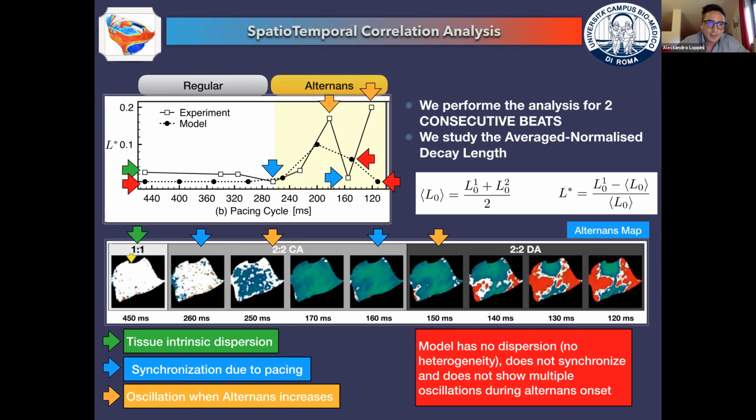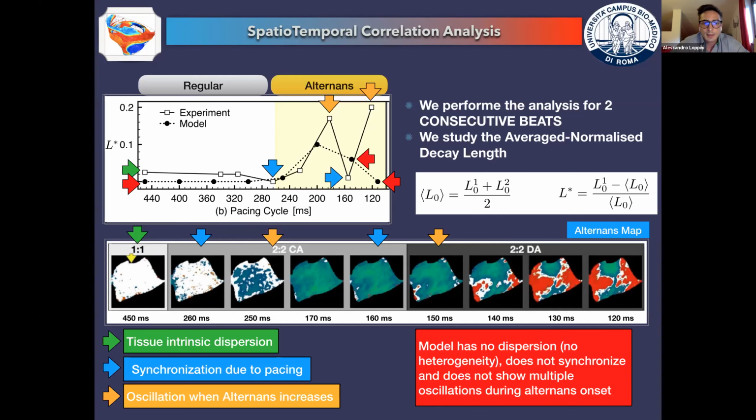But what is interesting in analyzing this normalized length is that at low pacing cycle, at least for the experimental part, this interbeat variation of the characteristic length is different from zero. So there is some interbeat variation of the characteristic length which is not recovered by the model. And this interbeat variation at very high pacing cycle is due to tissue intrinsic dispersion. When the pacing cycle is further reduced, there is some point at which the characteristic lengths fall to zero, and this is consistent with a synchronous response of the tissue.